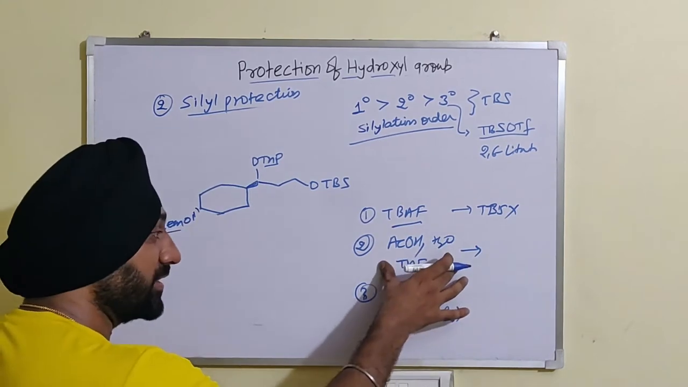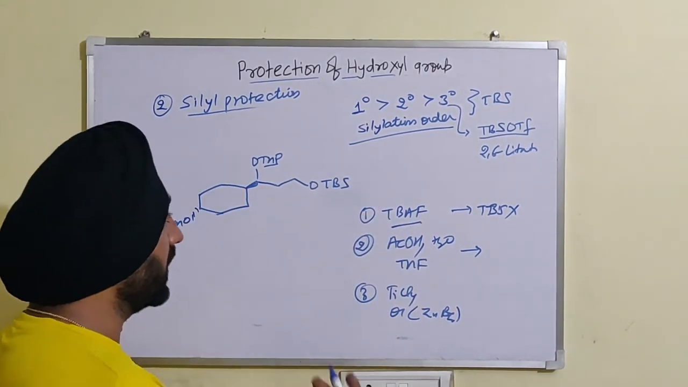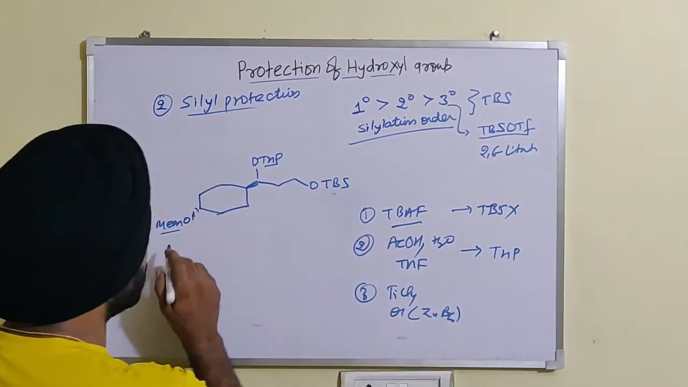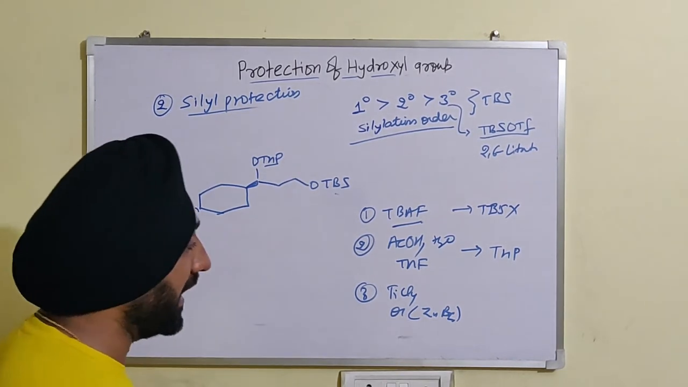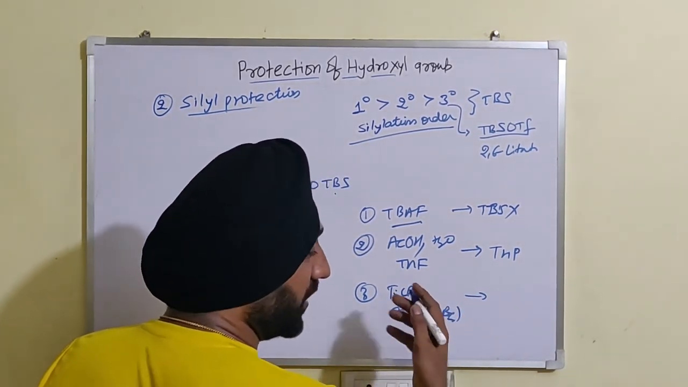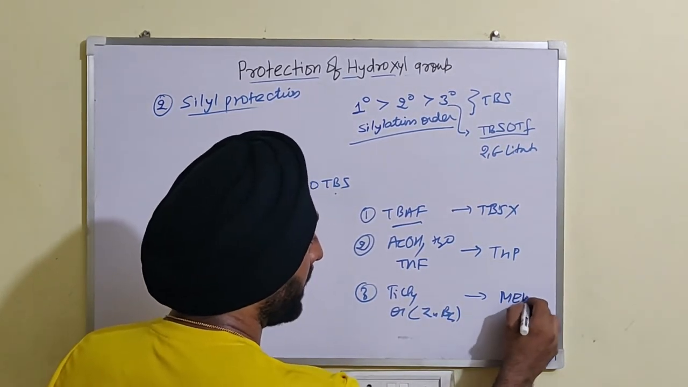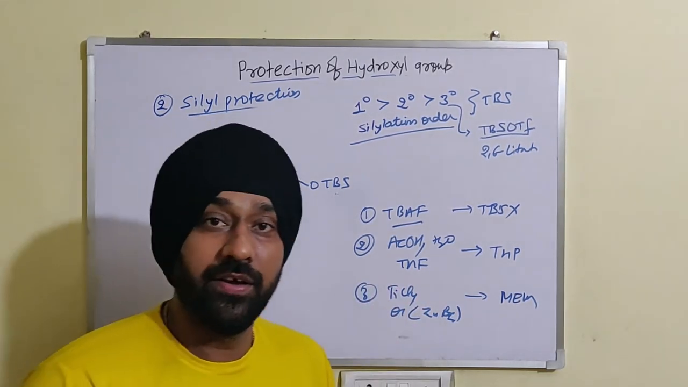Under acetic acid, water condition, we are going to learn that it is the THP protecting group which is going to go, or both will remain. And the MEM protecting group, which is methoxyethoxymethyl, can be cleaved in the presence of Lewis acids like TiCl4, zinc bromide. So we can clearly see that by playing around with the conditions, we can get the desired result.